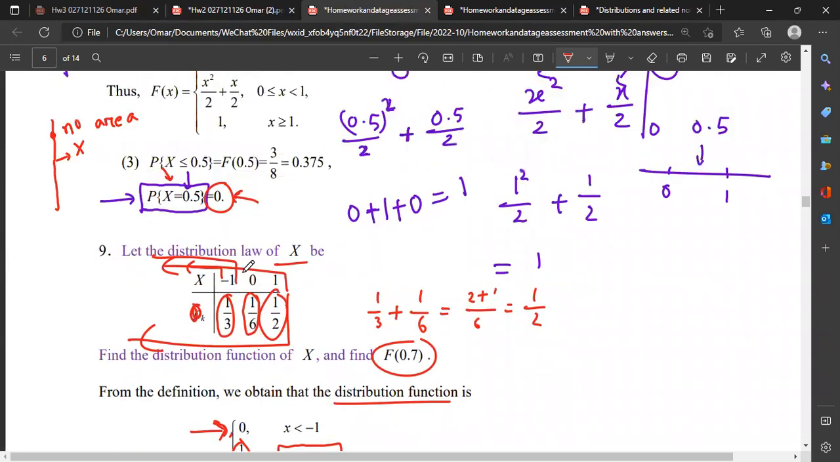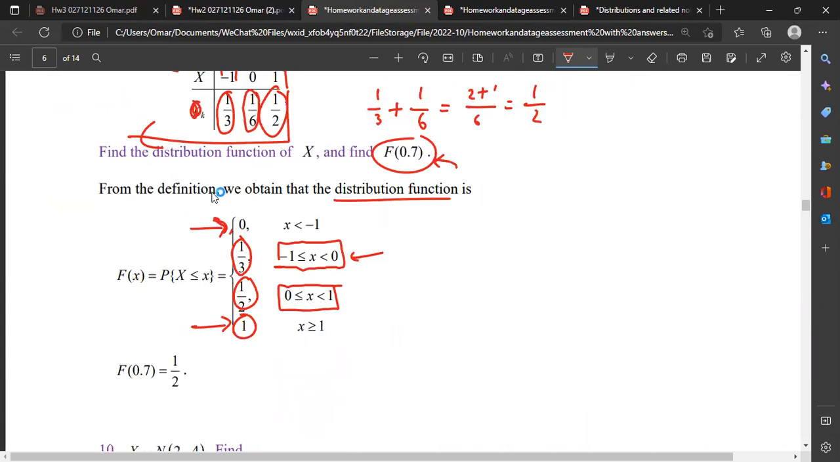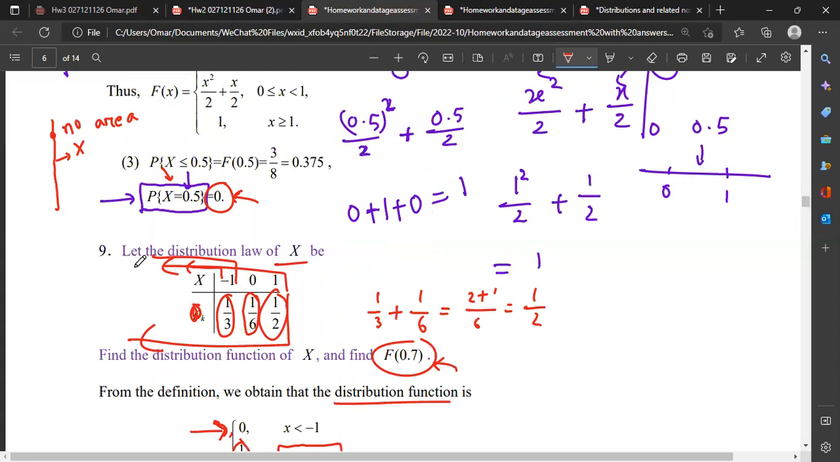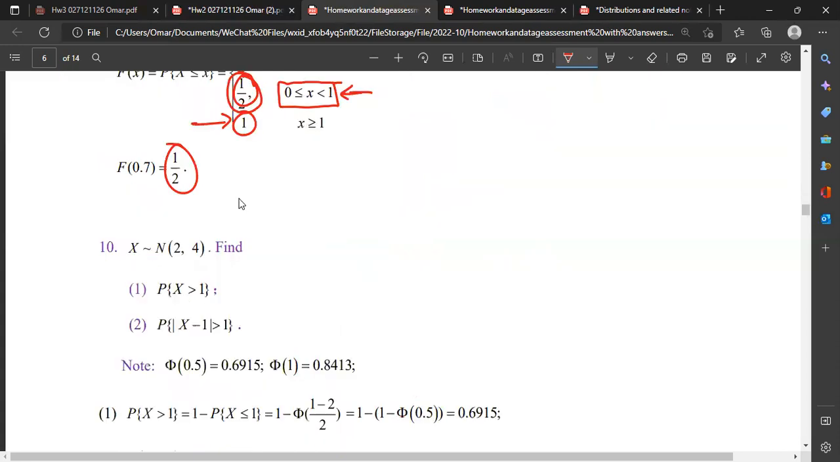And now, what is F of 0.7? F of 0.7. So where is 0.7? 0.7 is between 0 and 1, right? So here the answer is half, 1 by 2. So the answer will be 1 by 2, okay? Now it was pretty much easy, right? So now let's go back to number 10.